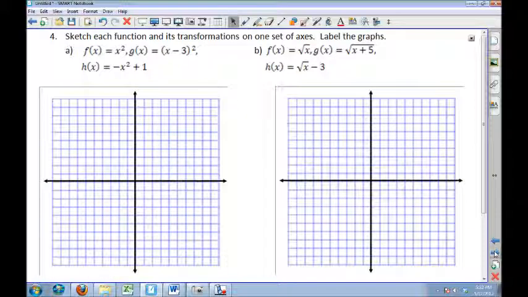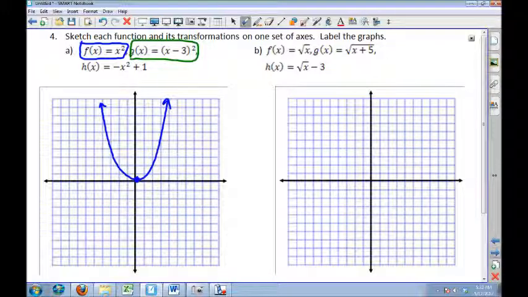Okay. Sketch each function and its transformations on a set of axes and label its graph. Here, f of x equals x squared. Well, that's my base quadratic function, so I should know offhand that this looks roughly like a parabola. Not centered, but its vertex is at the origin. Looking at g of x, I am subtracting 3 from x. This is equivalent to a shift 3 units right. So I'm going to go 1, 2, 3. This is where my vertex will end up, and I will have roughly the same parabola, just shifted over.